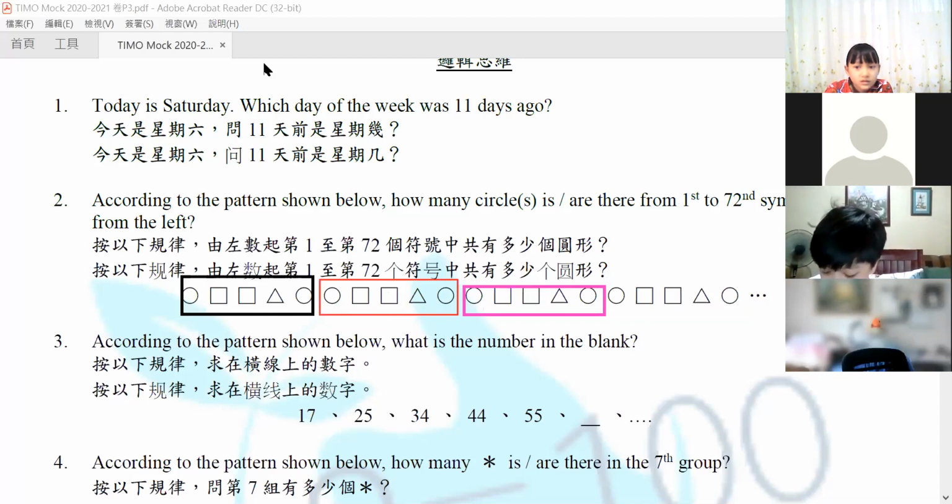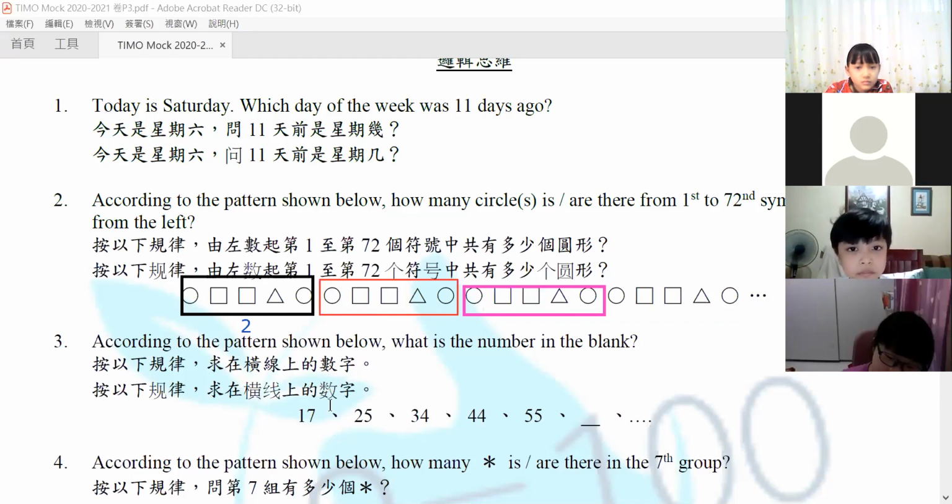Now let's count how many circles there are in a pattern. We have a circle at the very beginning and a circle at the end, so we have two circles. For every pattern there are two circles. So how many patterns are there in 72?